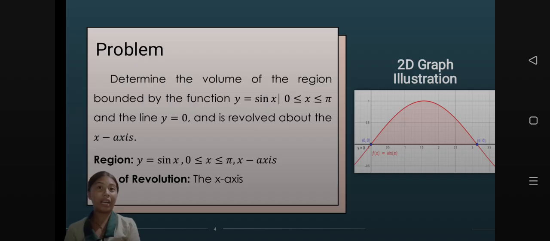Take a look at this 2D graph illustration. The first one is the red curve, f of x is equal to sine x. The second is where x is from 0 to pi, and we also have the x-axis. So we will only be getting the volume of the shaded region, which we revolve about the x-axis.